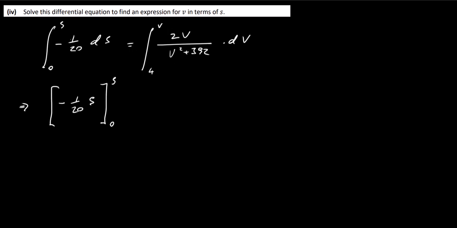Now this one here I'm going to do separately, so let's do that over here. We want to find the integral of 2v over v squared plus 392 dv. So what I'm going to do here is let u equal v squared plus 392.